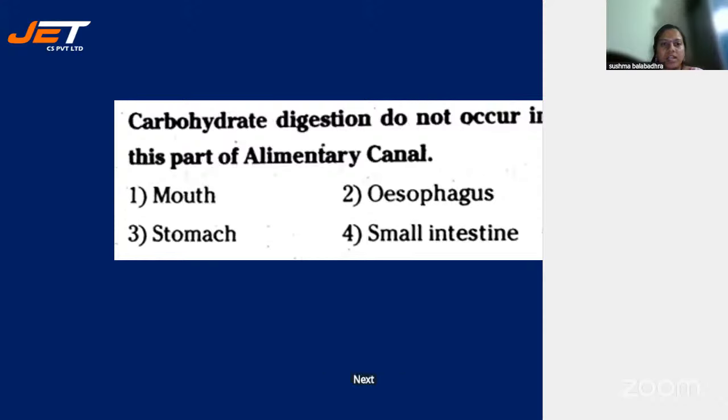Next question. Carbohydrate digestion does not occur in this part of the alimentary canal. What is the question? Carbohydrate digestion does not occur in this part of the alimentary canal. Among the options given here, in which part does carbohydrate digestion not occur? Mouth, esophagus, stomach, small intestine. What is the correct answer?